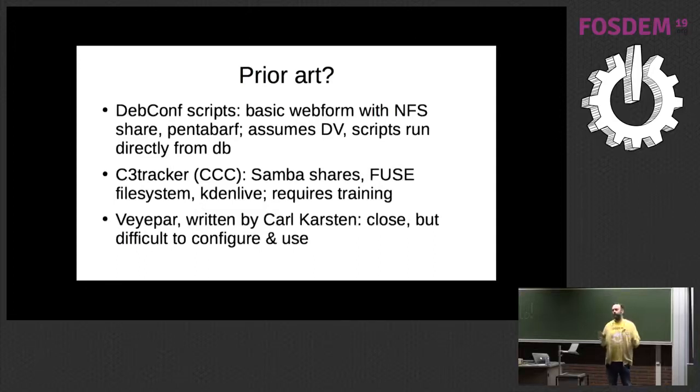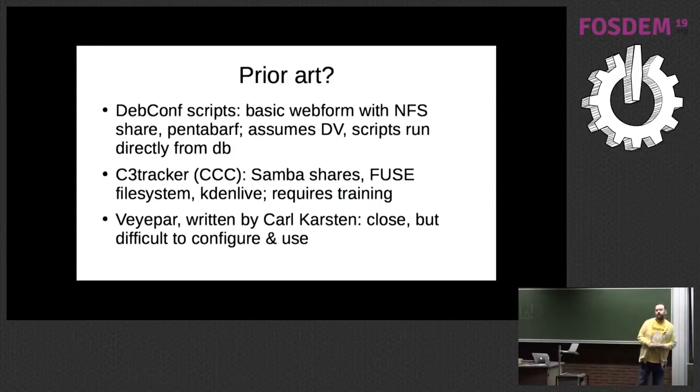It assumes DV everywhere, because at the time DV was what DebConf was using. It runs all over NFS, so you can only use it from the event itself, because you can't do NFS over the internet unless you want to be insecure, etc., etc. So there were some issues with that.